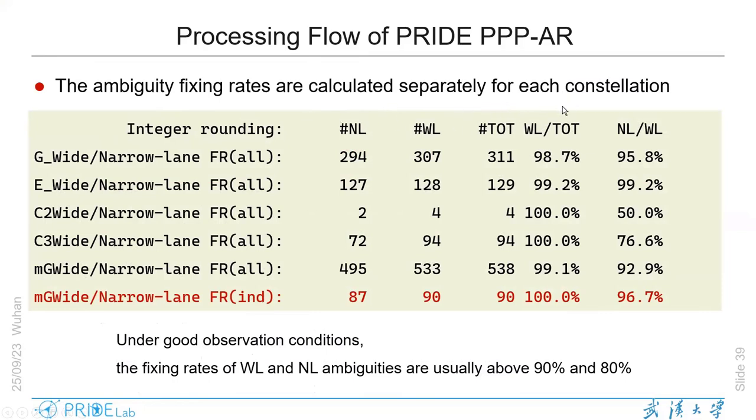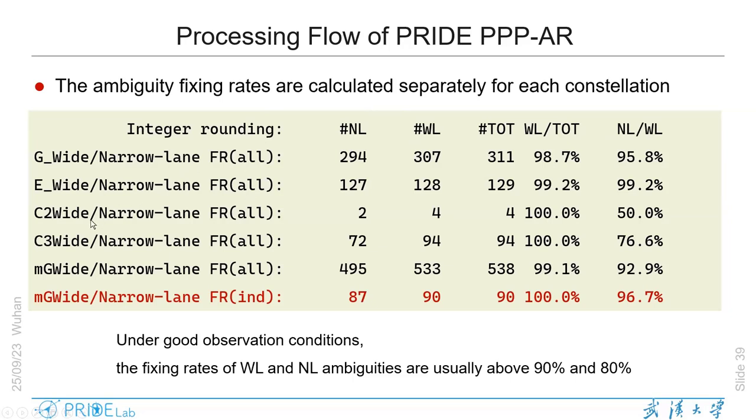The fixing rates are the percentage of the fixed ambiguities out of the total ambiguities. But the narrow lane ambiguity fixing rates are relative to the fixed wide lane ambiguities, NL slash WL, not the total ones. It is because we can only fix the narrow lane ambiguities after fixing the wide lane ambiguities.